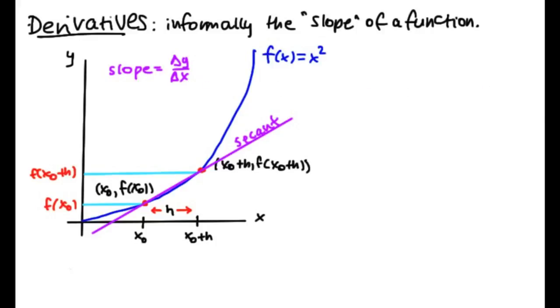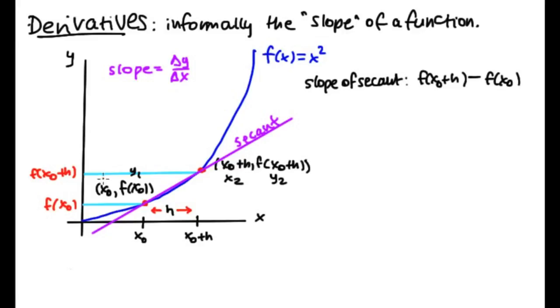So the slope of the secant is going to be, well, you can use y1 minus y2 over x1 minus x2, or y2 minus y1 over x2 minus x1. I'll use y2 first. So it's going to be y2 minus y1, so that's f of x naught plus h minus y1, which is f of x naught. You with me there? This is y2, that's y1, this is x2, this is x1, right?